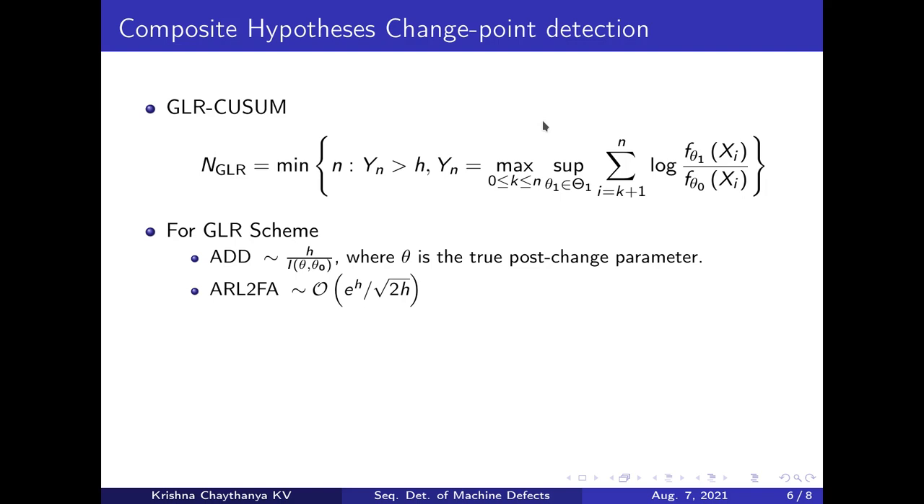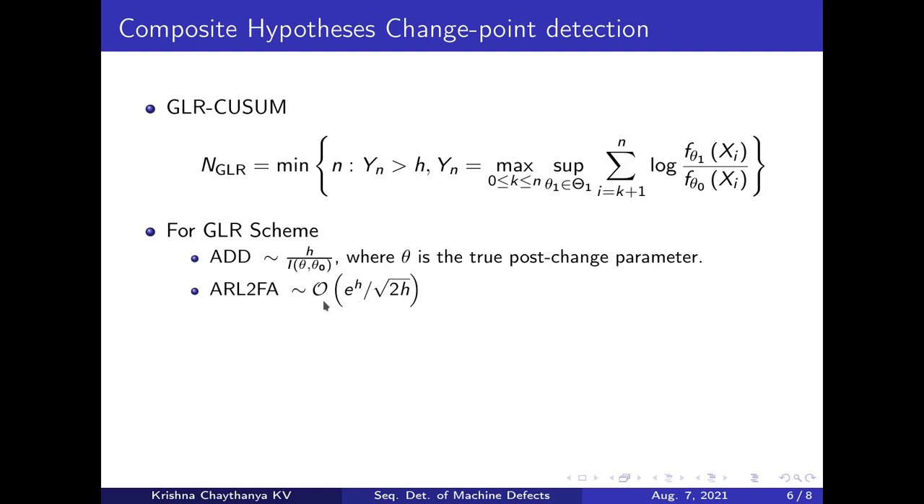This scheme has the following performance. The average delay to detection, ADD, is of the order h by the KL distance between the distribution specified by the post-change parameter theta and the distribution specified by the pre-change parameter theta naught. The post-change parameter theta, remember, is the true post-change parameter, which is not known to the algorithm. The average run length to false alarm in this case is of the order e power h by square root 2h. Note that this h is the threshold that we use for the scheme.